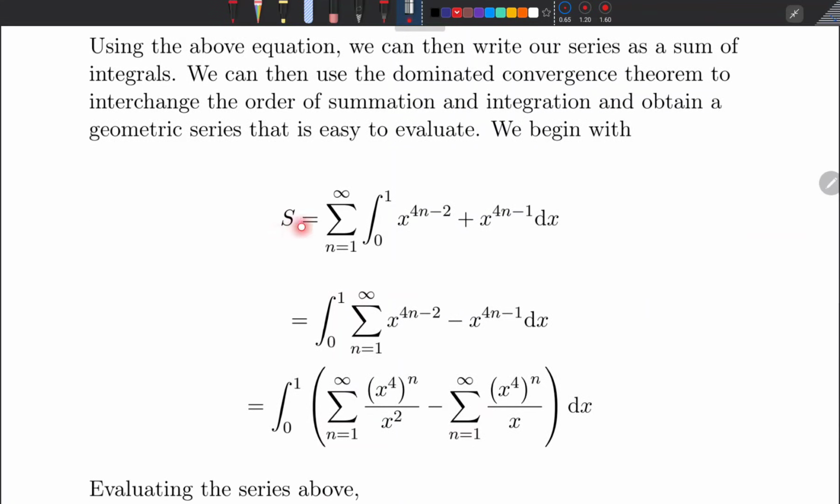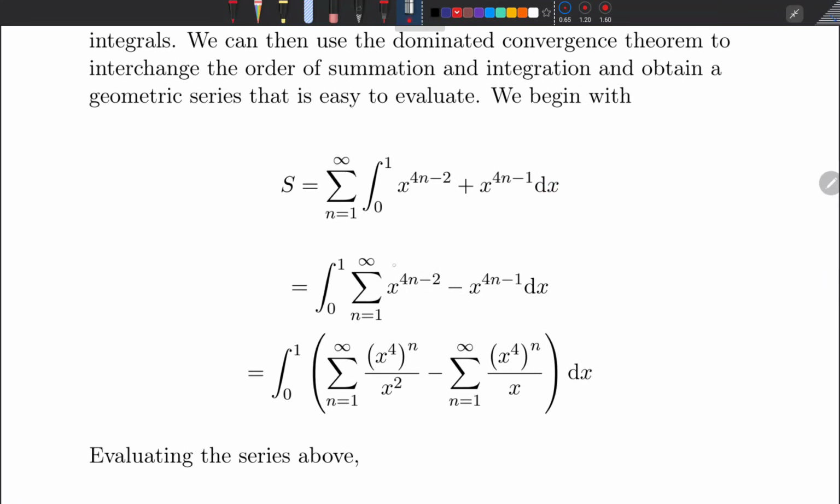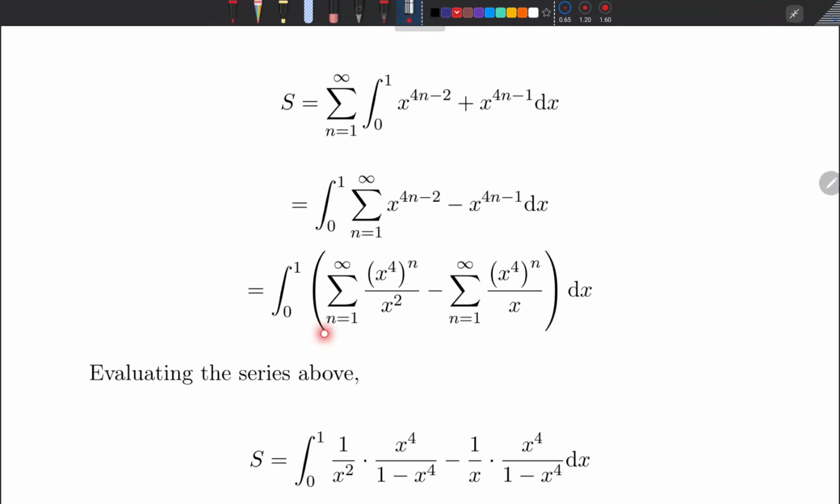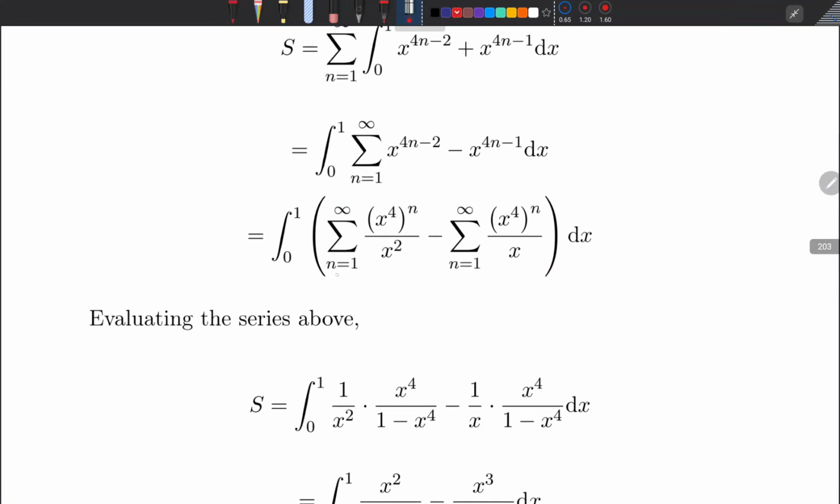And from here we can just look for our s as the sum as n goes from 1 to infinity of the integral from 0 to 1 of x to the 4n minus 2 minus x to the 4n minus 1 dx. And again, switching up the order of the integration and the summation sign, that's going to be giving us the integral from 0 to 1 of the sum as n goes from 1 to infinity of x to the 4n minus 2 minus x to the 4n minus 1 dx. So basically we can just take a parenthesis in order to get to two different sums that we have done here.